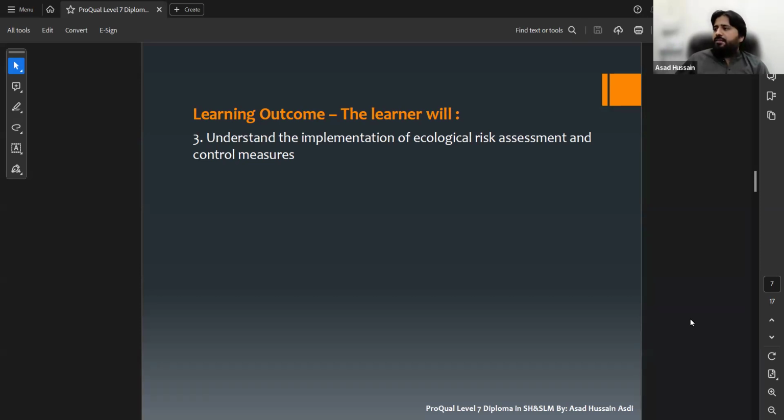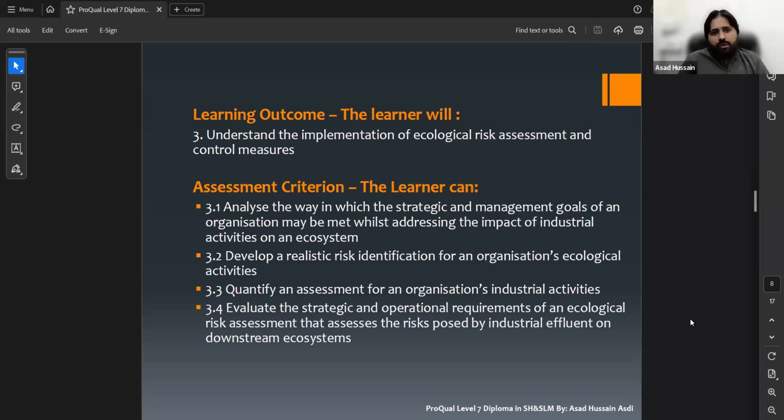Ecological here means environmental. So in this learning outcome, we will be discussing ecological risk assessment, its implementation, and the control measures to resolve and correct these risks associated with the environment. In learning outcome 3, we again have 4 assessment criteria.